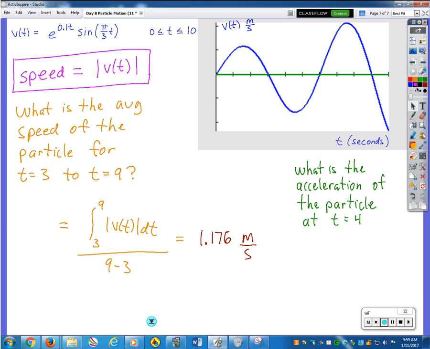I write down on my paper, the derivative of the velocity at time equals 4 is exactly the same thing as the acceleration at time equals 4. That's equal to negative 0.910. We must include the units. Acceleration is the rate at which velocity changes. That means the velocity will be changing by this many meters per second every second.